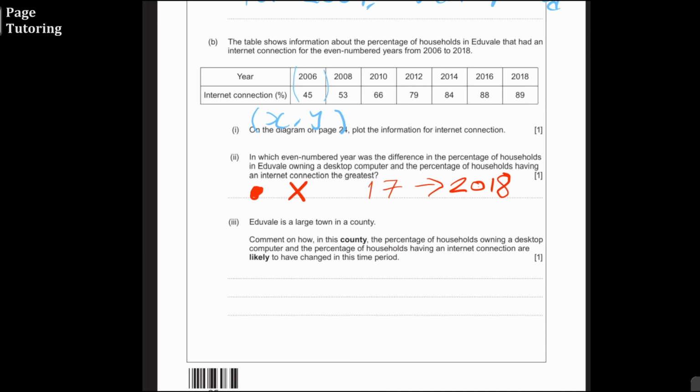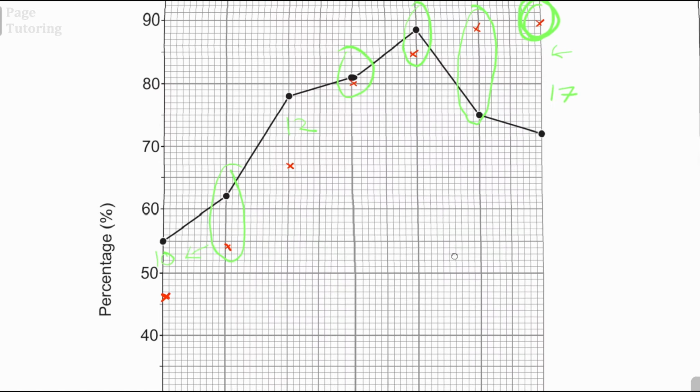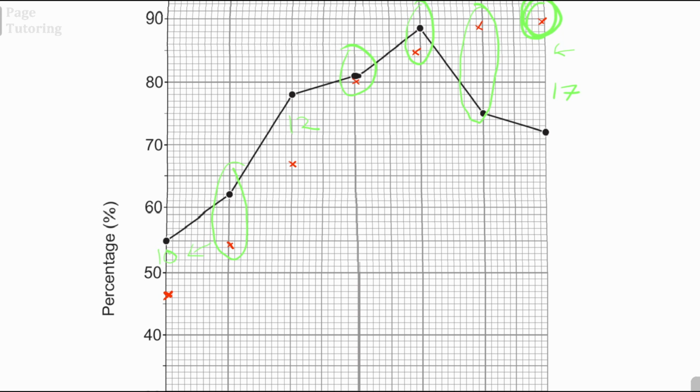So first of all, you could say the trend in the county likely matches Edgevale. So you know that the county and the town are likely going to have similar trends. We have the data for the town. So looking at just our red crosses, there seems to be a positive correlation. So it's increasing. It's not increasing as much at this top end, but it's still increasing.